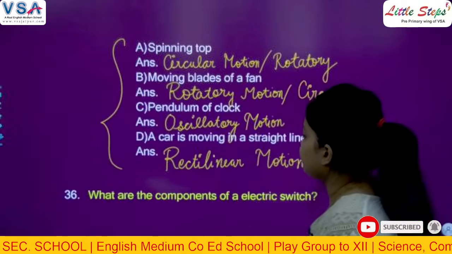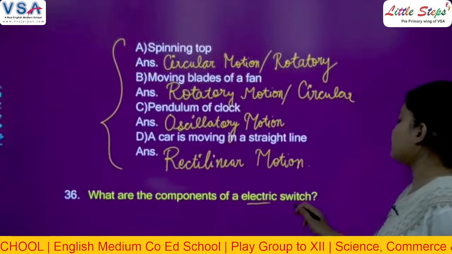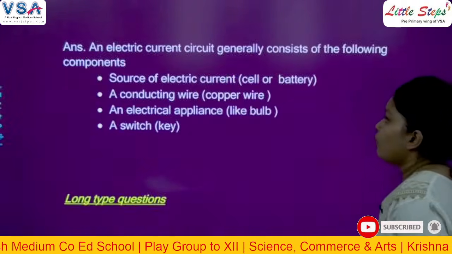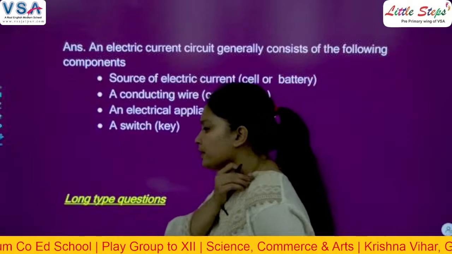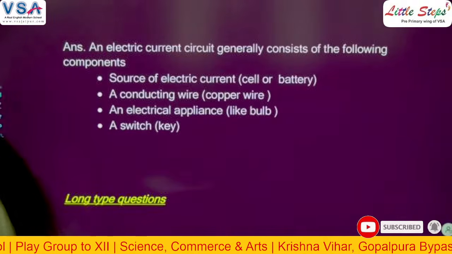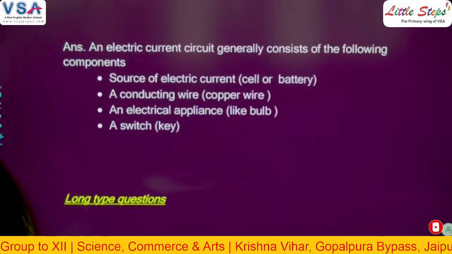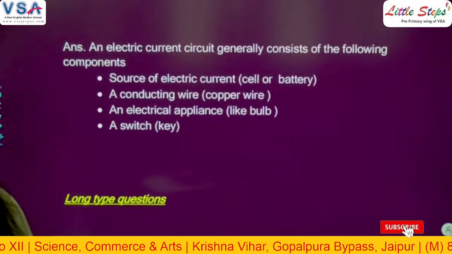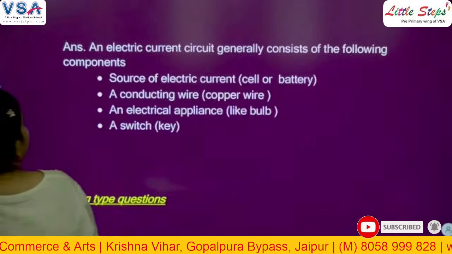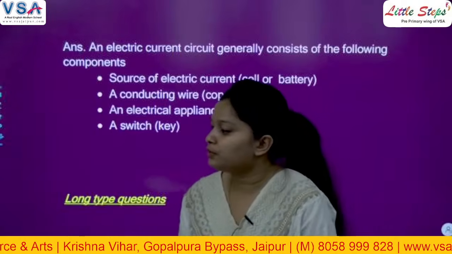What are the components of an electric circuit? As you all see in your homes, there is an electric switch. What are the components? You will see over there, Pratik and Rishabh. Rotational and oscillation. Yep, very good. Jadeep, good. Yes, an electric circuit consists of these four components.